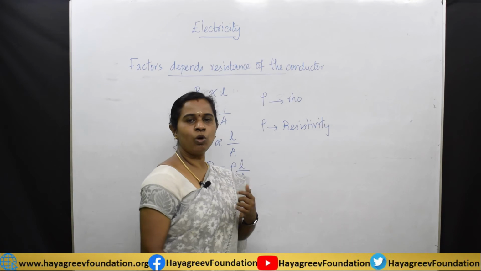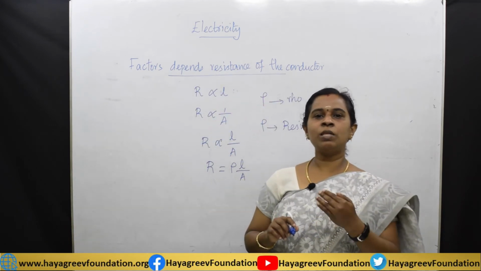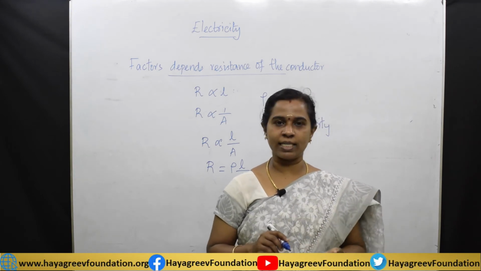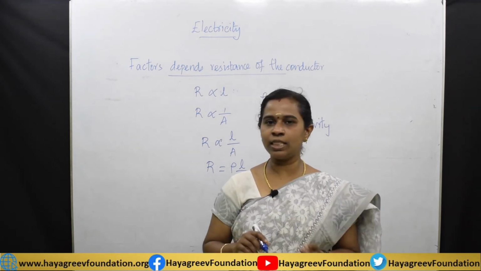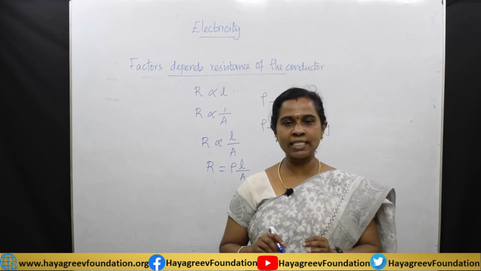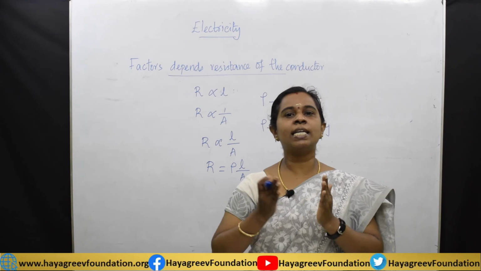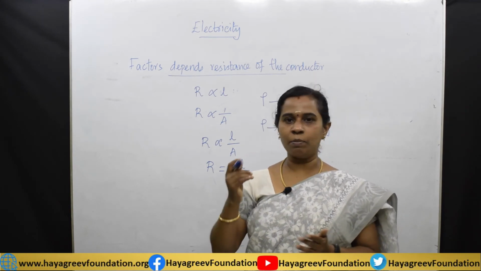So next, one more question I am asking. If length of the conductor increases, what about the resistance of the conductor? Or how does resistance of the conductor vary with the length of the conductor? Already I said resistance of the conductor increases by increasing length of the conductor. If length of the conductor is doubled, then resistance of the conductor is also doubled.